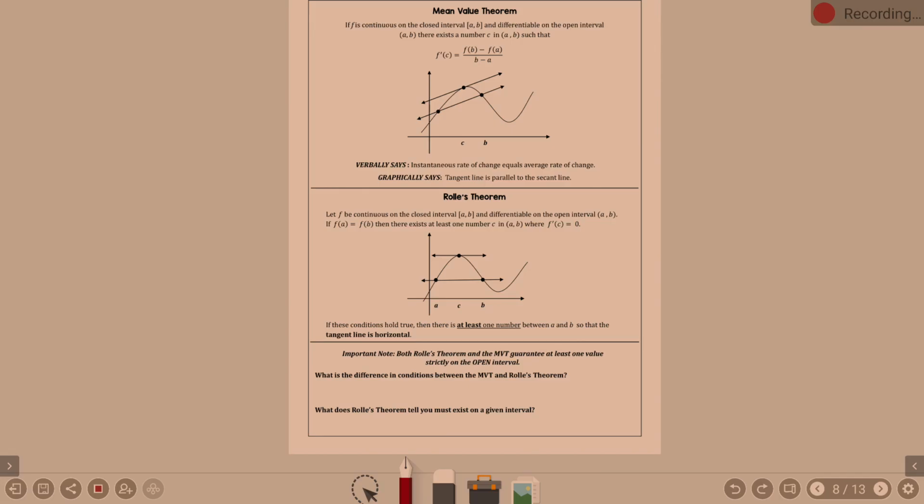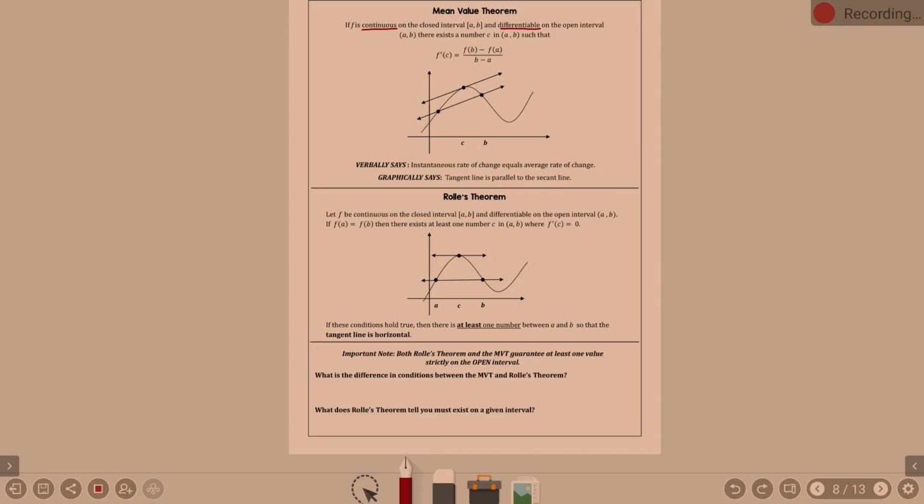There exists a number c, so there exists a value in the middle somewhere, such that f prime of c is equal to f of b minus f of a over b minus a. Okay. First of all, let me point out, it said continuous and differentiable, right? For this theorem to even apply, we have to know that.